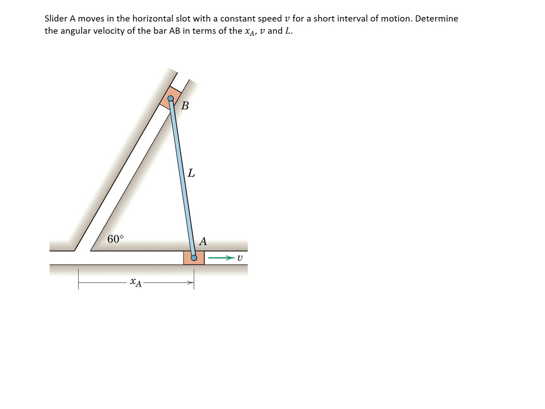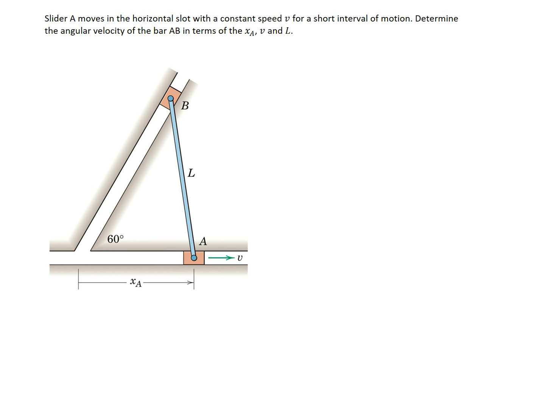Glider A moves in the horizontal slot with a constant velocity v for a short interval of motion. Determine the angular velocity of the bar AB in terms of xa, v, and L. So for this question, because it's quite simple, we're going to be able to just create a geometric relationship between some different properties in order to get this answer out.